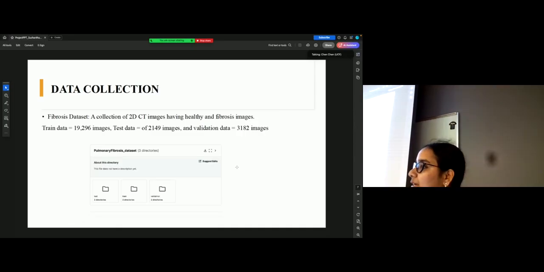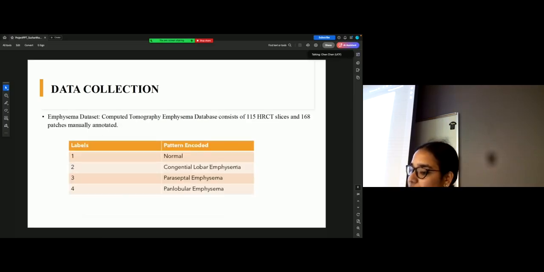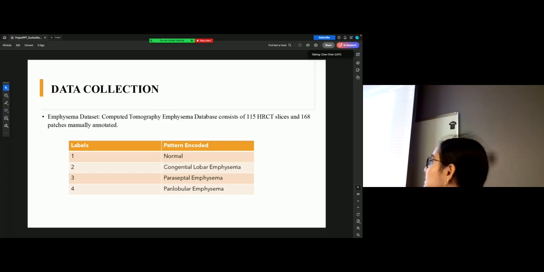So I selected 2 different data sets. The fibrosis data set I collected from Kaggle, which has 3 splits, train, test, and validation, on 2D CT images. And the emphysema data set, which consists of very few samples, but it helped to analyze the patterns of emphysema, which has 4 labels: normal, lobar emphysema, paraseptal emphysema, and panlobular emphysema. These 3 are rare conditions of emphysema. So these 2 are collectively used to train and classify the model.